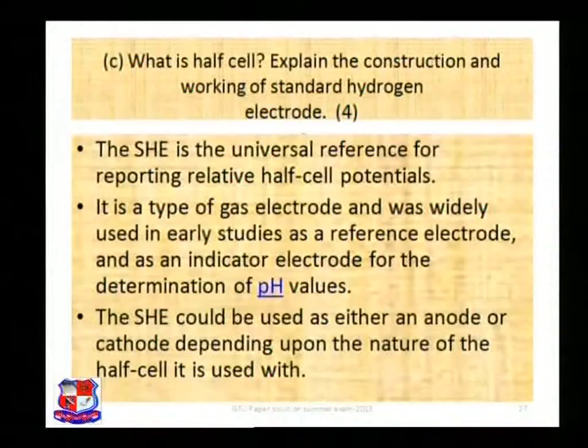We have seen definition, we have seen types, we have seen applications. So now all the answer is covered, and we are ensuring the 5 marks in the paper. Let us move ahead with the next question. What is half cell? Explain the construction and working of the standard hydrogen electrode.